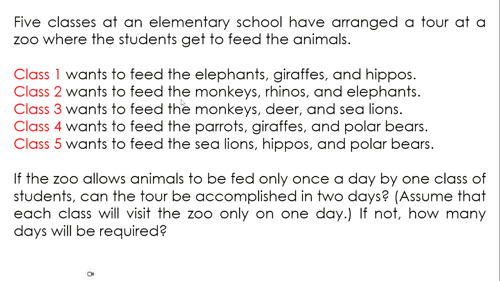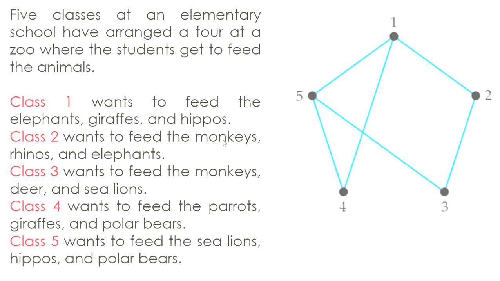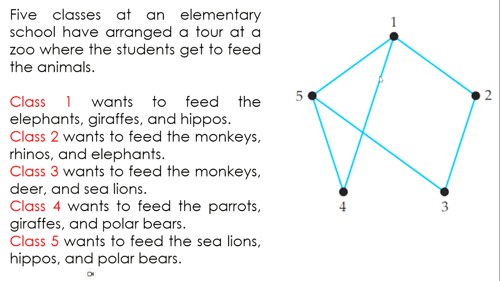Okay, so here's the graph of our discussion. So we'll have class number 1 connected to class number 2, class number 4, and class number 5. Class number 2 is connected with class number 1 and class number 3. Class number 3 will be connected to class number 2 and class number 5. Then class number 4 will be connected to 1 and 5. Then 5 is connected to 1, 3, and 4. So as you notice here, we'll have connections if they have the same animals to feed. Okay? So here's the graph of this equation.